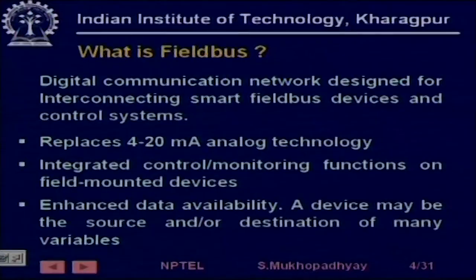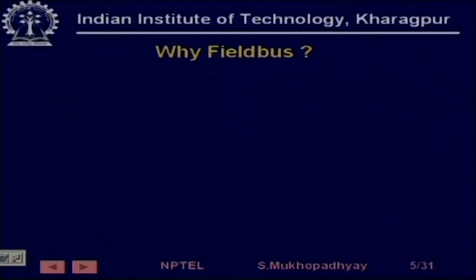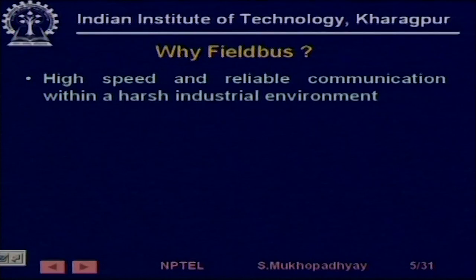So these are some of the features which are available on a Fieldbus. One of the advantages is that you have high speed and reliable communication. So you both increase speed and you increase reliability. Reliability comes from digital communication. Reliability also comes from special kinds of media, like fiber optic cables used in the Fieldbus system, compared to wires which were used in the older systems. So this is very important here for two reasons.